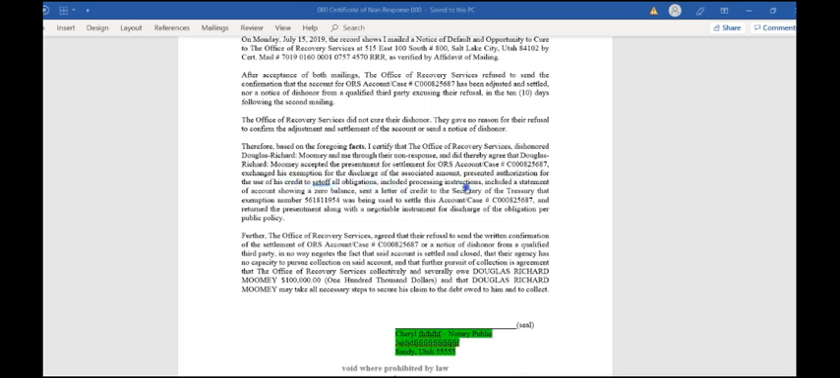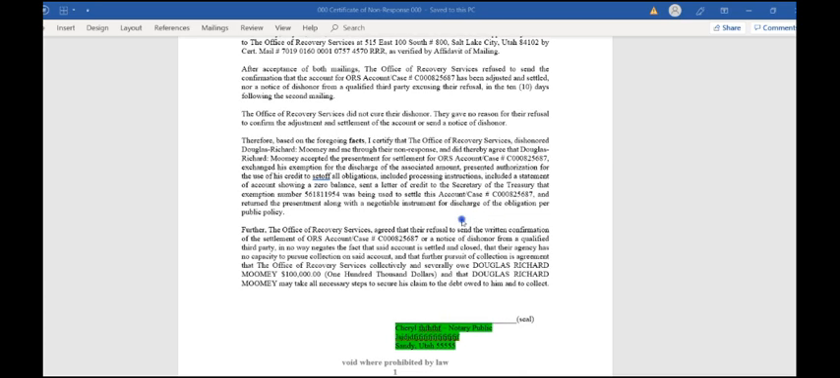This is bullshit. Well, did you read the fucking instructions? I included a statement of account showing a zero balance, and I sent a letter authorizing my credit to the Secretary of Treasury using an example. Shouldn't have that on there. And returned the presentment along with a negotiable instrument for discharge. Did I do all that? I did. Further, the office agreed that their refusal to send confirmation or a notice of dishonor from a qualified third party in no way negates the fact that this account is settled.